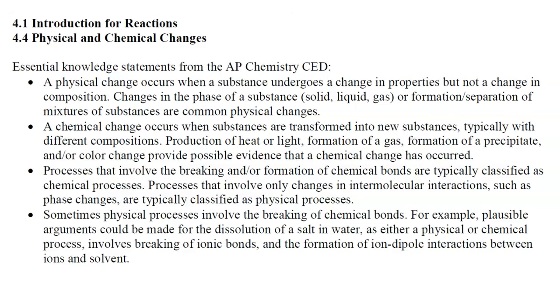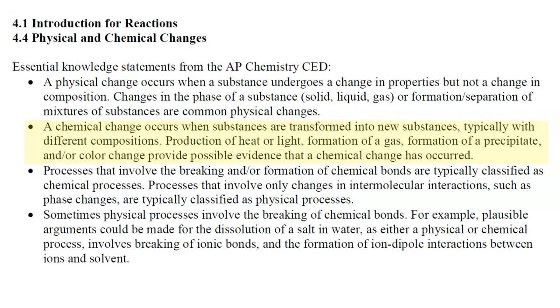On this slide, we can see several essential knowledge statements from the AP Chemistry course and exam description covering topics 4.1, Introduction for Reactions, and topic 4.4, Physical and Chemical Changes. Let's take a look at this essential knowledge statement, which talks about a chemical change. It says, a chemical change occurs when substances are transformed into new substances, typically with different compositions. Production of heat or light, formation of a gas, formation of a precipitate, and or color change provide possible evidence that a chemical change has occurred.